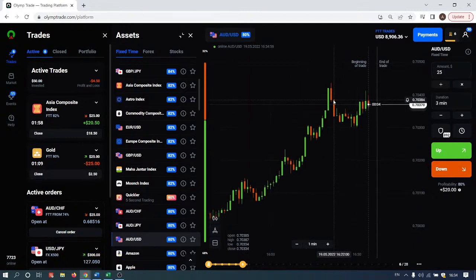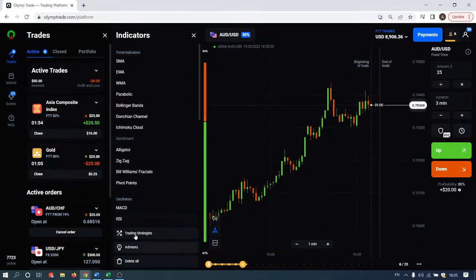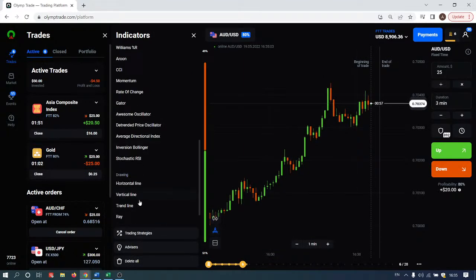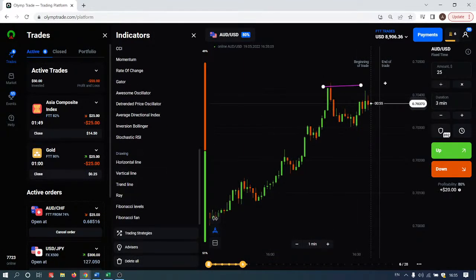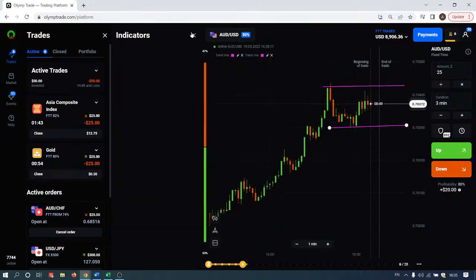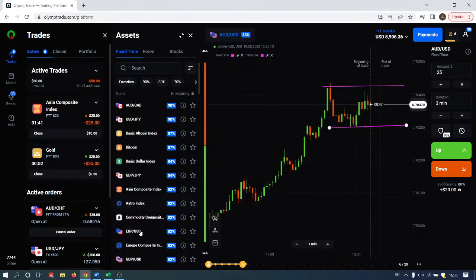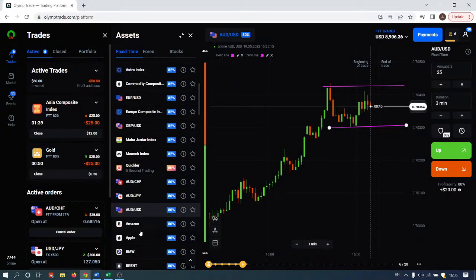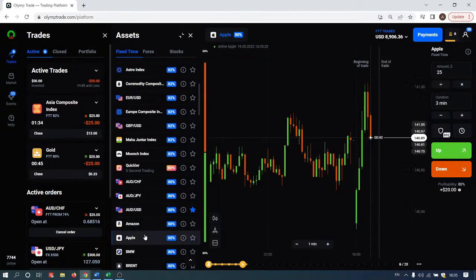And AUDUSD also has these levels of support and resistance nearby, one here and one here. And I can put this asset into my favorite assets.